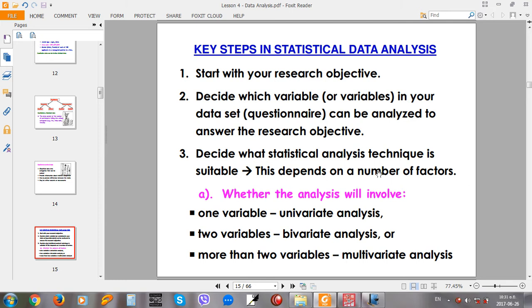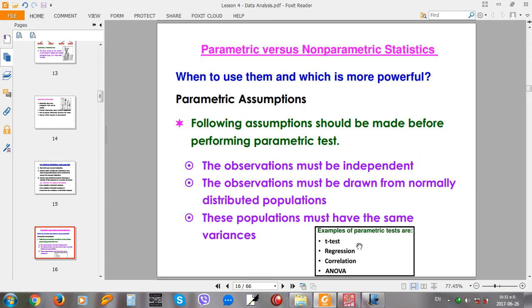the number of factors. Then whether the analysis will involve one variable, that means univariate analysis. If there are two variables, that is bivariate analysis. More than two variables, we call multivariate analysis. Then there are two types of test.